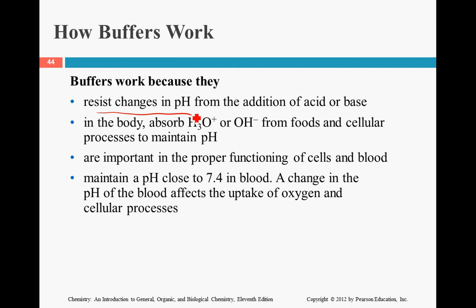We have several different buffers in our body to make sure that our pH remains close to 7.4. If it doesn't, you're going to have issues with metabolism and with cellular productions and the oxygen being able to be absorbed into the cells. Things along those lines. There are a lot of biological issues that could happen if you don't have a buffer.